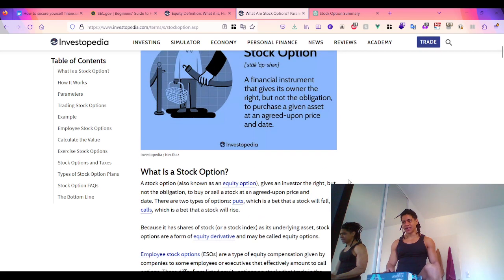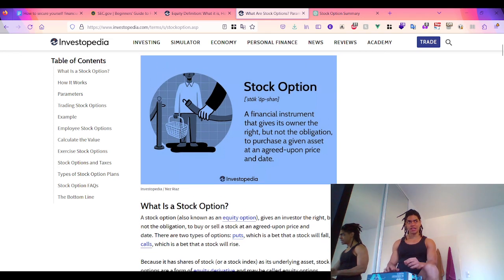Okay, so that is stock options. Just to use my own words, stock options give the owner the choice to purchase an asset at a given agreed upon price and date, or to let it expire without taking any action.